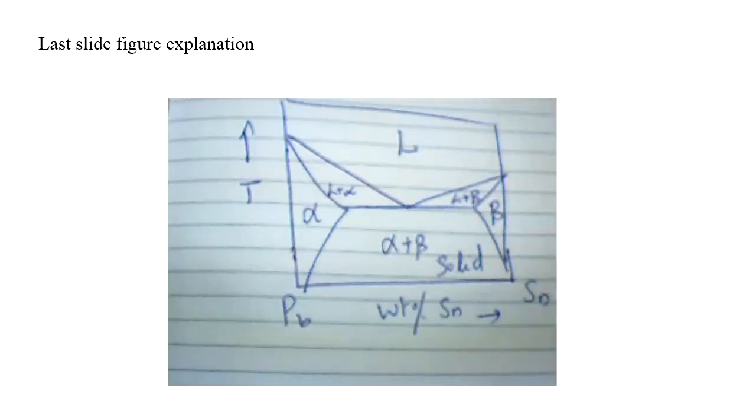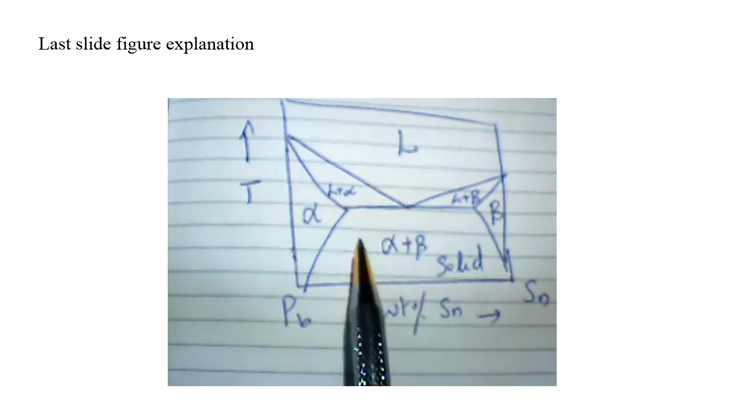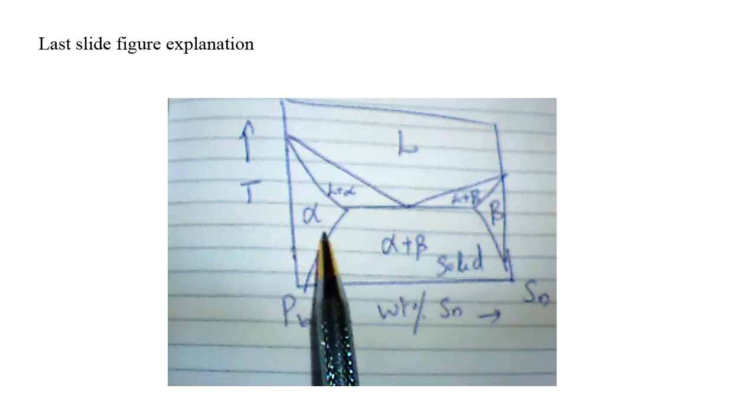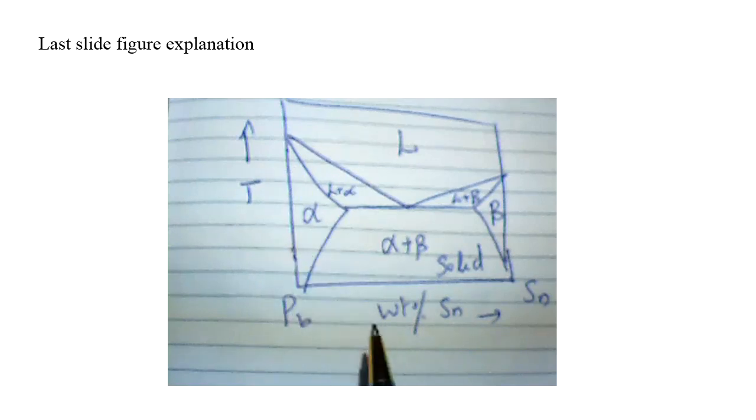In order to make the last slide much clearer, I'll try to explain it once more. So this is the temperature, the phase diagram, the lead-tin phase diagram. So the y-axis is the temperature, on the x-axis is the compositions, and left side it is lead and right side it is tin, and the weight percentage of tin is drawn along the x direction.